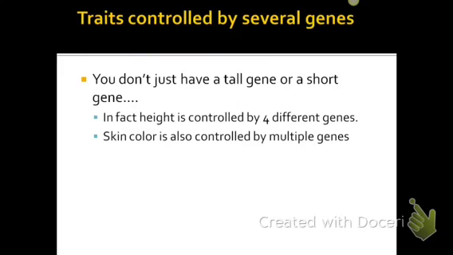Some traits in your body, like your height and your skin color, are not controlled by a single gene. They're controlled by multiple genes. Your height, they know, is controlled by 4 different genes. So you're not just going to have a tall gene or a short gene. One of the genes might be short and 3 of them might be tall. So it just depends. Your height is not determined by one gene. Okay? Same as your skin color.